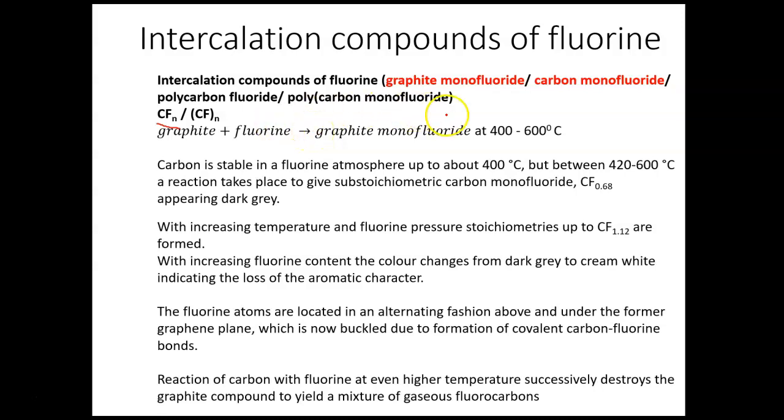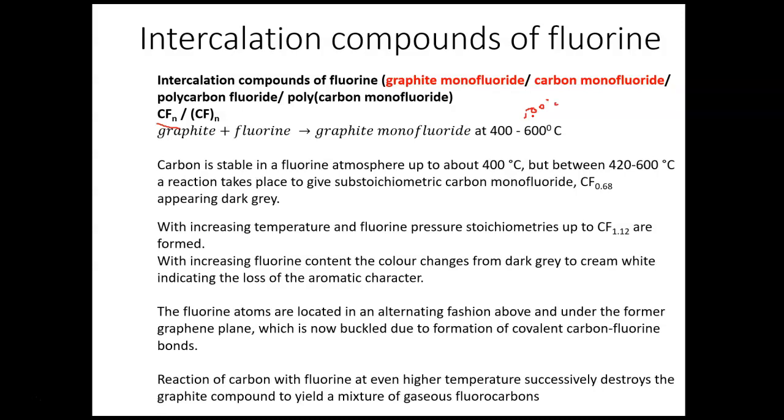In some texts you will see 500 degrees Celsius. So you can carry out the reaction between graphite and fluorine in the range of 400 to 600 degrees Celsius to get the graphite intercalation compound, which has variable composition. As temperature varies, and as you vary the fluorine concentration, you will get intercalation compounds of different compositions.